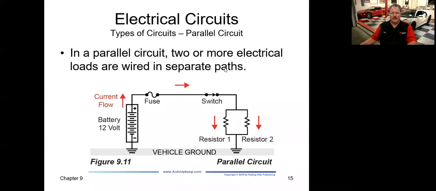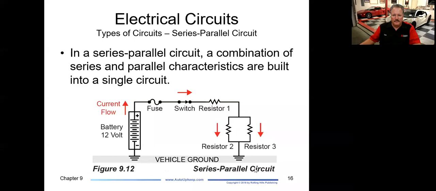In a parallel circuit, two or more electrical loads are wired into separate paths. So let's say these are taillights back here. You've got a right rear taillight and a left rear taillight. If one of these circuits gets a short or an open or the bulb goes out, the other side still has electricity flowing through, and that other corner will still light up. That's a parallel circuit, for example. There are also series-parallel circuits, a combination of the two.